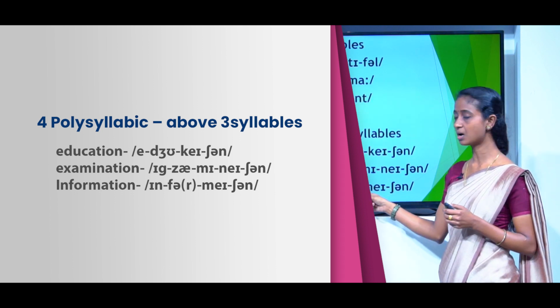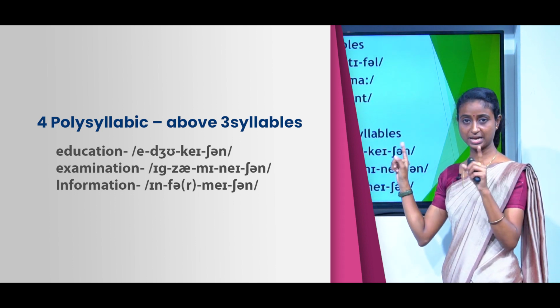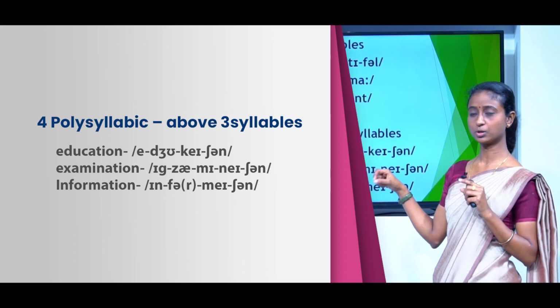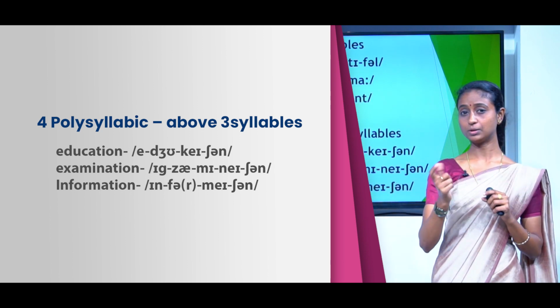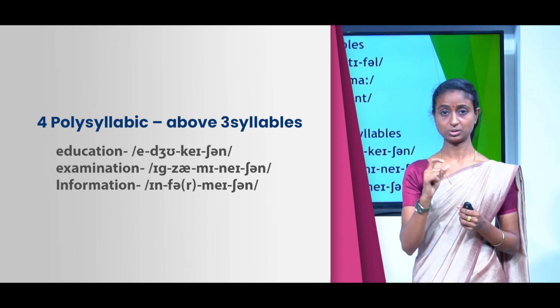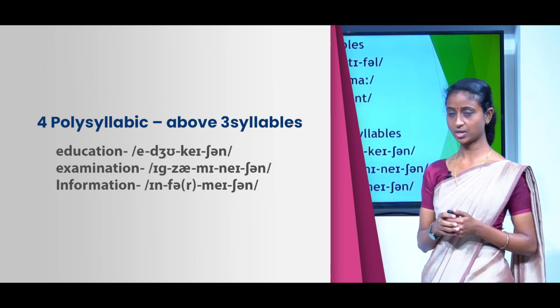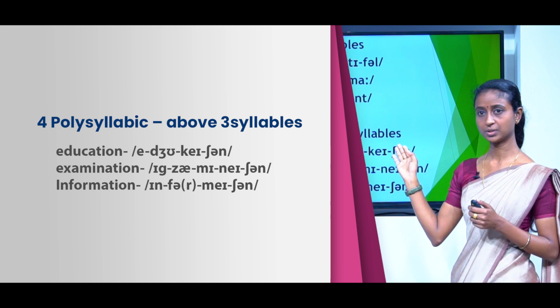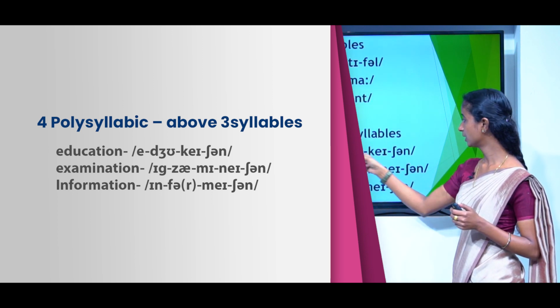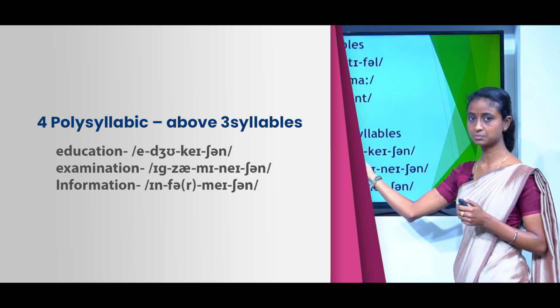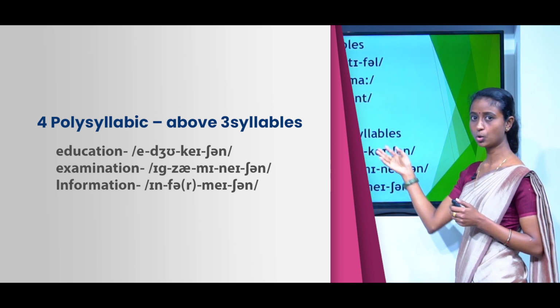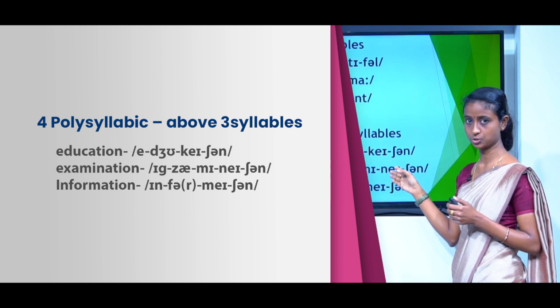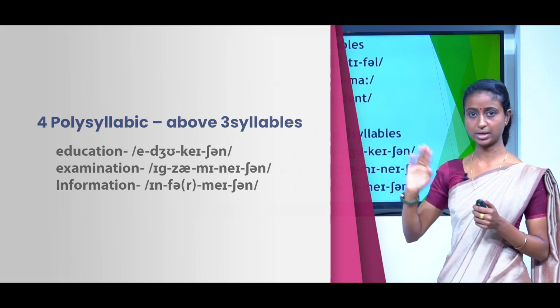But look at the final example. I have marked this R in brackets. Why? Because when we pronounce such words, normally we do not pronounce this letter or the sound R. Okay. Then when you cut a word into its syllables, the method is, as I have done here, either you have to keep a small hyphen in between, or you can even put a slash.